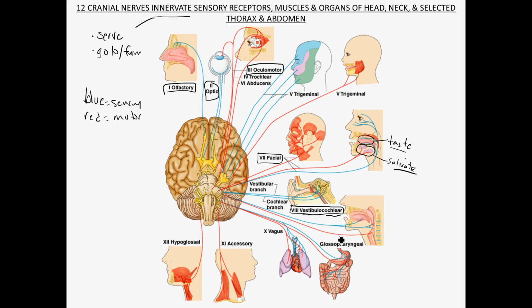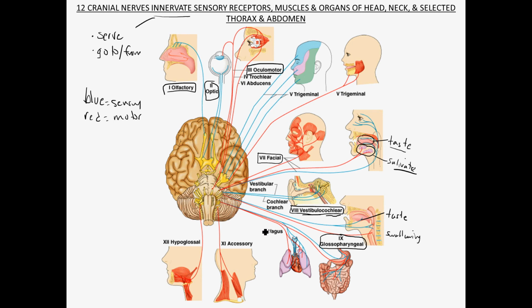Let's go to number 9 here. So number 9 is glossopharyngeal. And glossopharyngeal, again, sensory part here is for taste. And then the motor part here is involved with swallowing a little bit. Some of the muscles involved with swallowing, that motor part.